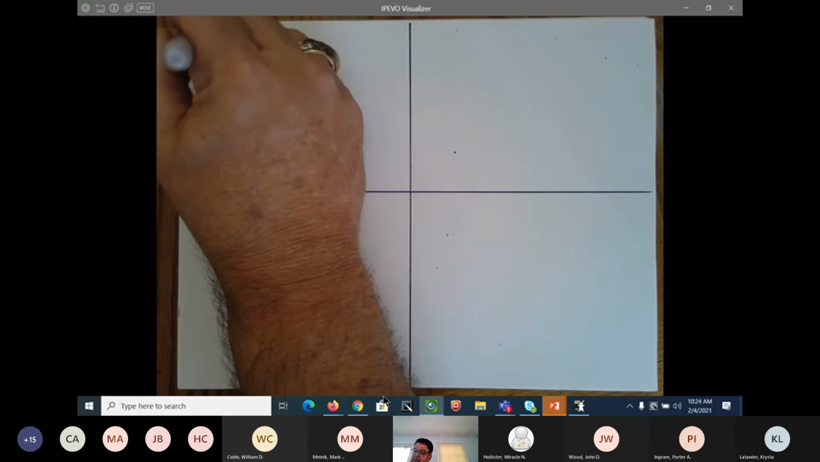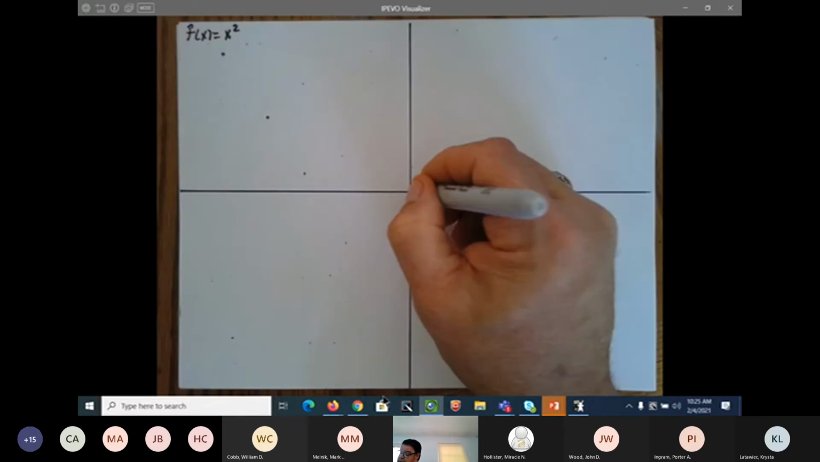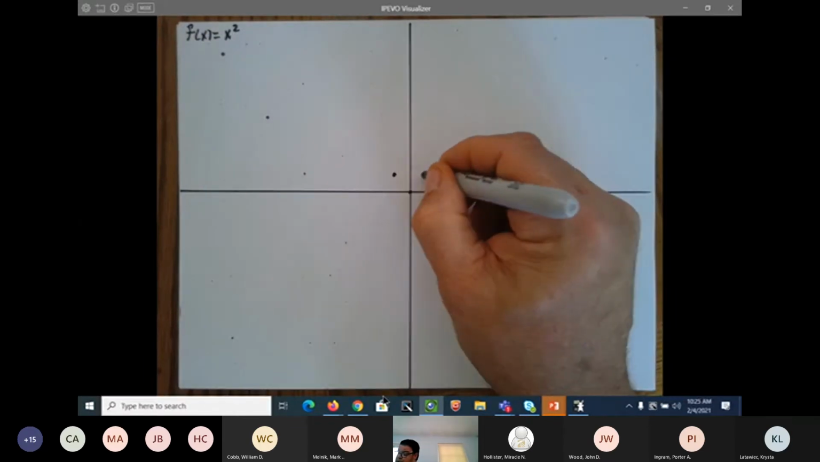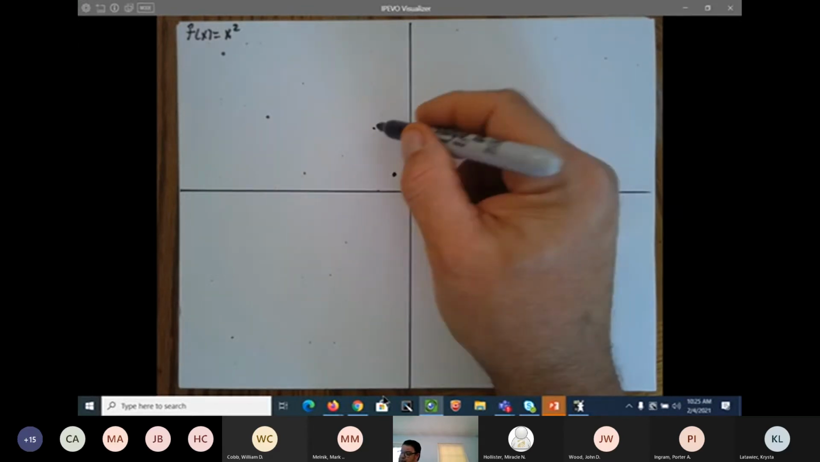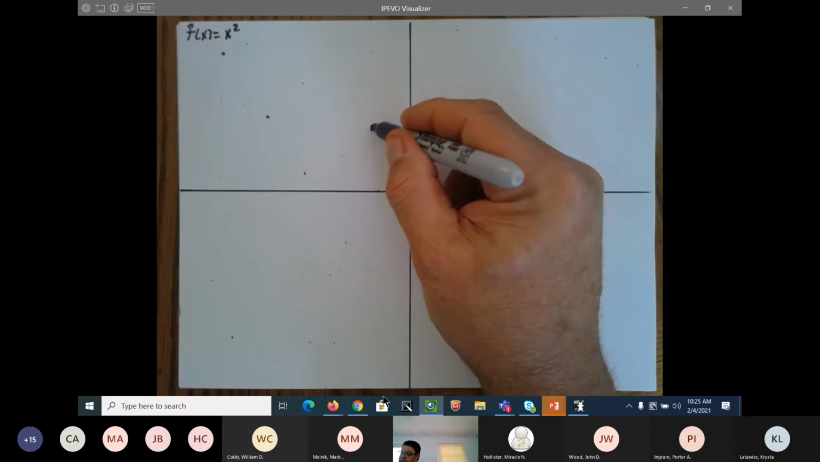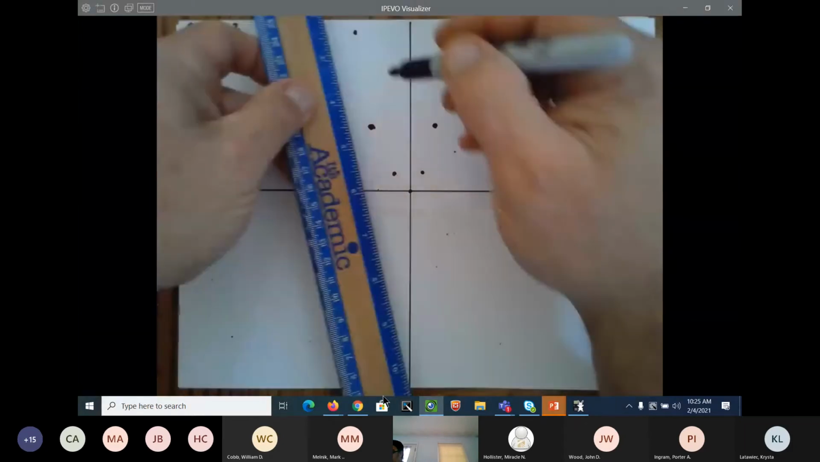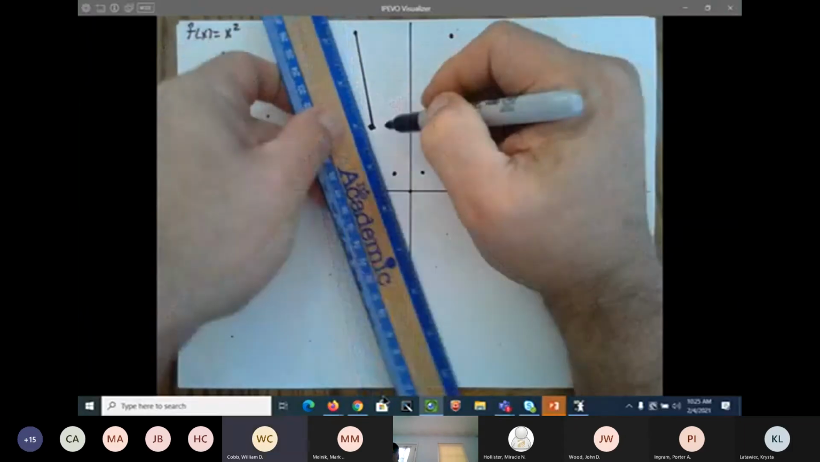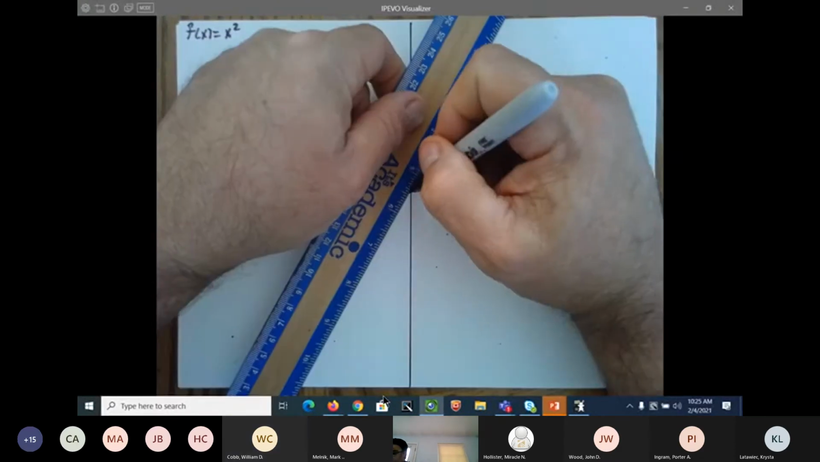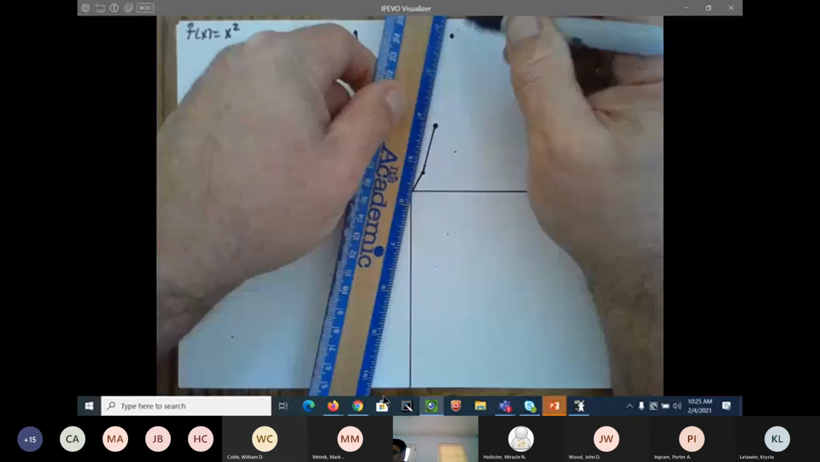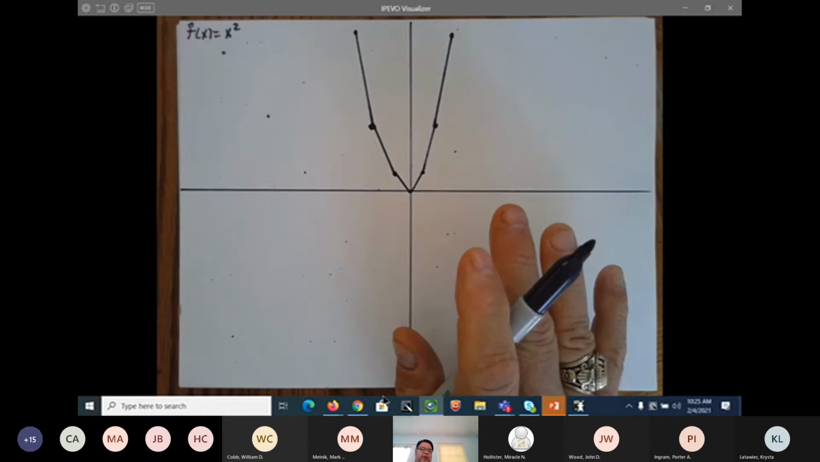So f of x is equal to x squared, and that is your basic model. So (0, 0), (-1, 1), (1, 1), (2, 4), (-2, 4), and so on. (3, 9), (-3, 9). So that is your basic model. Now I'm drawing dot to dot because I want to do everything the same, instead of drawing a curve. Okay, so that's your basic parabola.